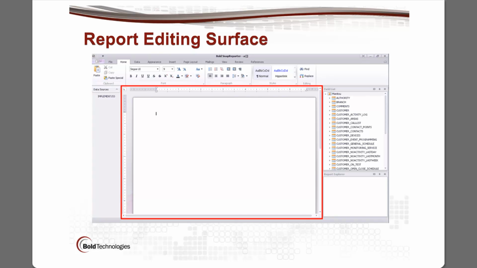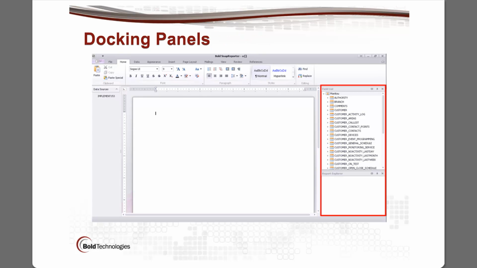The report editing surface, as you might imagine, is where the reports are created and edited. This section is very much like the blank page from your favorite word processor. The highlighted section shows the docking panels. The docking panels display context-sensitive information, or the collection of data that may be added to a report.